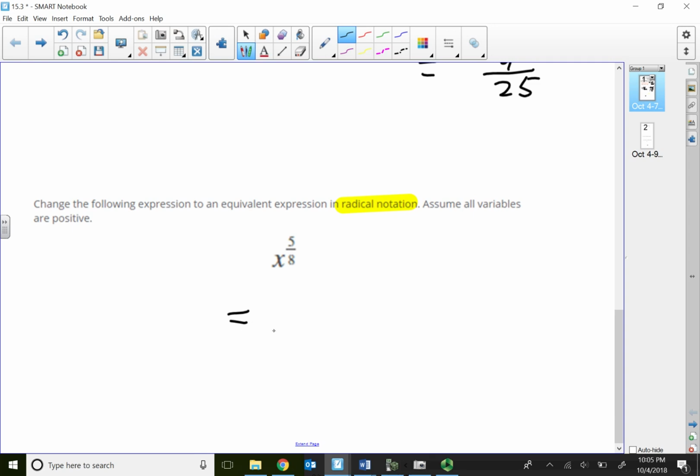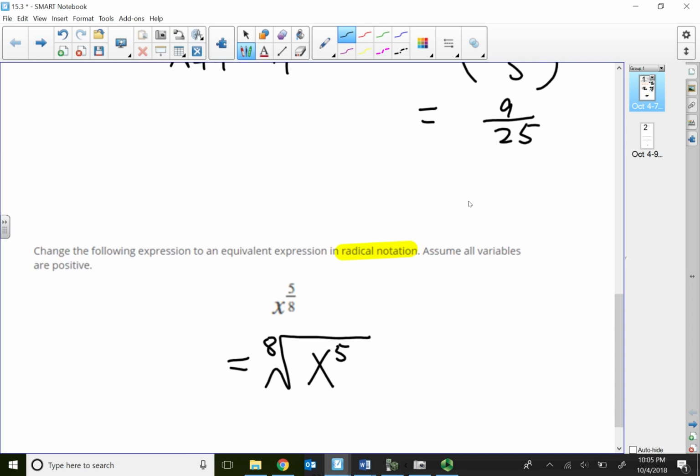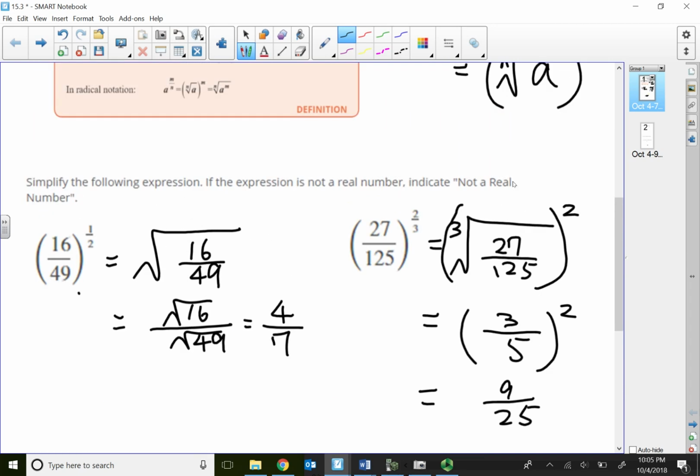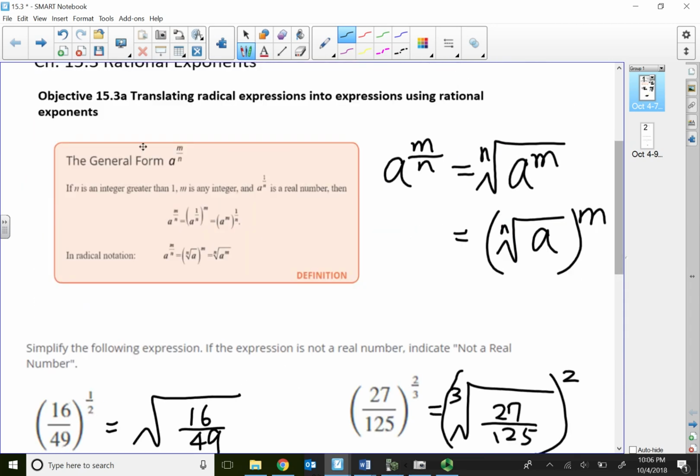So the denominator determines the root. So basically I have an 8th root of x to the 5th power. The numerator tells you the base is raised to that power inside the radical. All right, so that was just a quick, brief introduction on rational exponents turning into radicals. Fraction exponents become radicals.